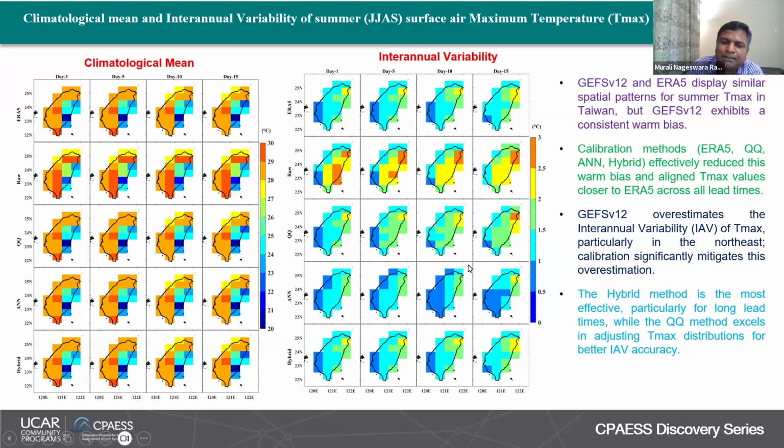But when we compare among the methods, there is a slight underestimation in the ANN deep learning method, and a slight overestimation in the Quantile-Mapping method, particularly for the longer lead forecast times. But the hybrid method, for all the forecast lead times, is very similar to ERA 5, even for inter-annual variability, which is highly important for our predictions. Inter-annual variability is very similarly depicted in the hybrid method.